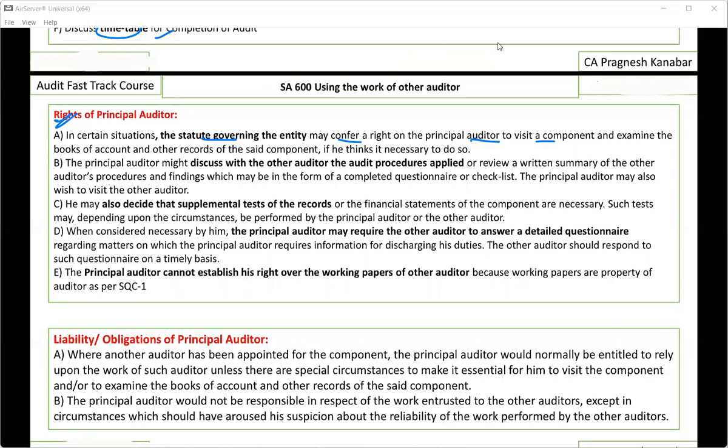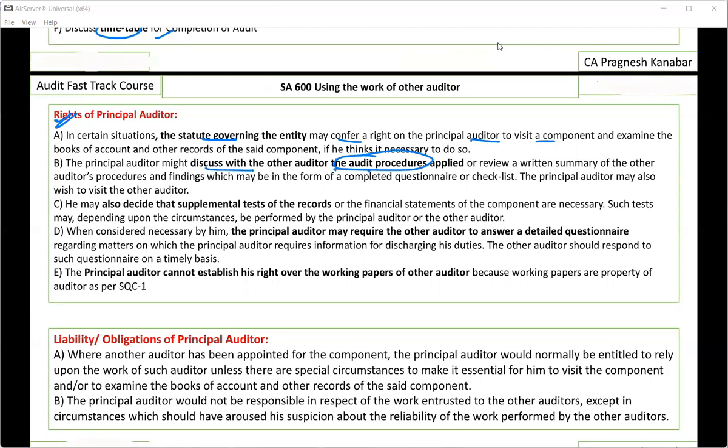All right. Principal auditor might discuss with other auditor the audit procedures applied. Yes, principal auditor can discuss with other auditor what kind of procedures you have applied. In fact, principal auditor can also send a questionnaire on email, a detailed questionnaire on which other auditor must reply. All right. But let me be very clear that principal auditor cannot establish his right over the working papers of other auditor.